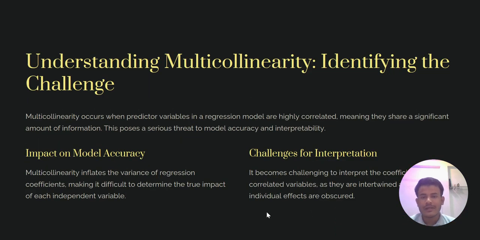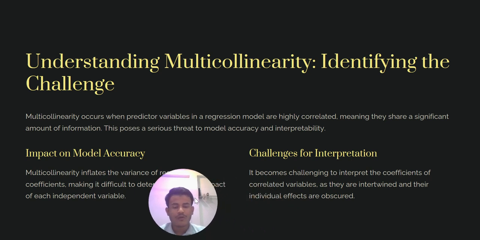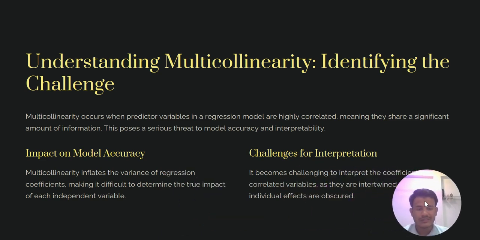So, understanding multicollinearity, identifying the challenges. Multicollinearity occurs when predictor variables in a regression model are highly correlated, meaning they share a significant amount of information. This poses a serious threat to model accuracy and interpretability. So, impact on model accuracy. Multicollinearity inflates the variance of regression coefficients, making it difficult to determine the true impact of each independent variable. Challenges for interpretation: it becomes challenging to interpret the coefficients of correlated variables as they are intertwined and the individual effects are obscured.